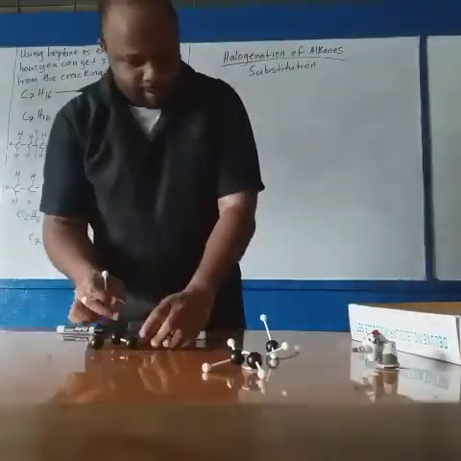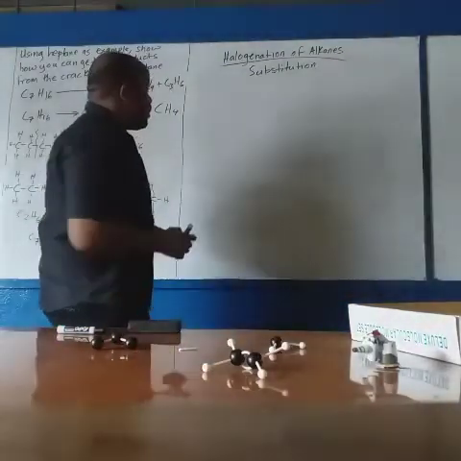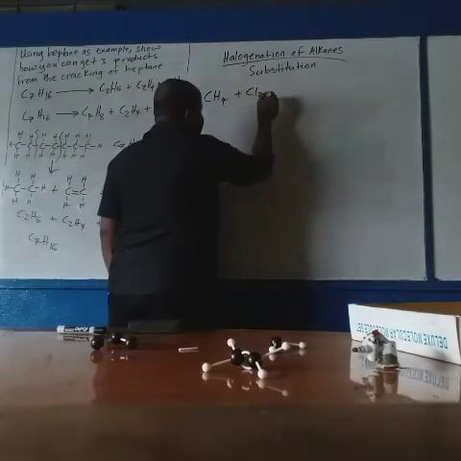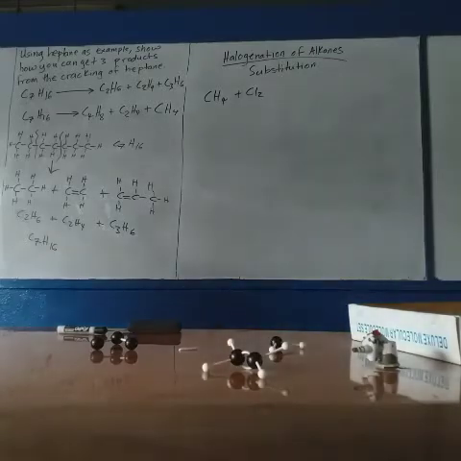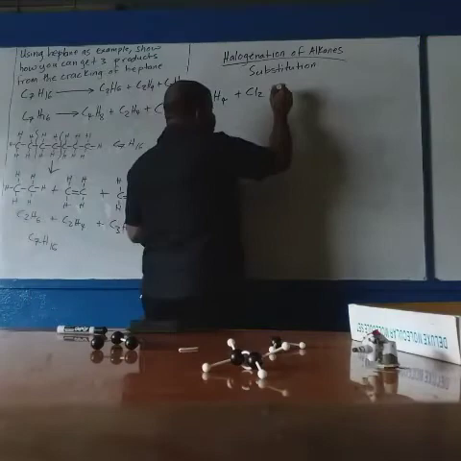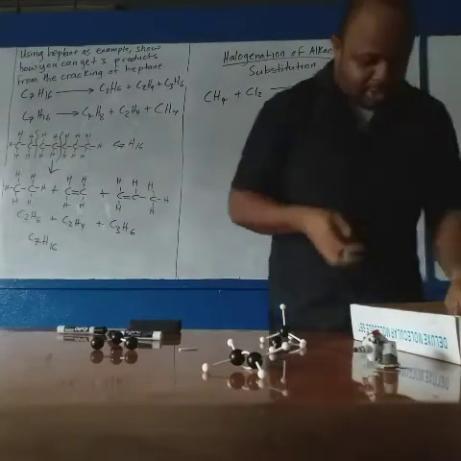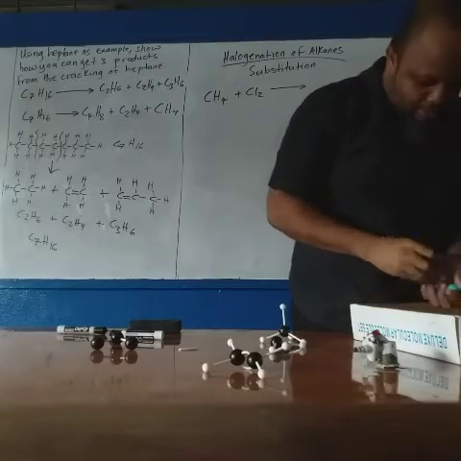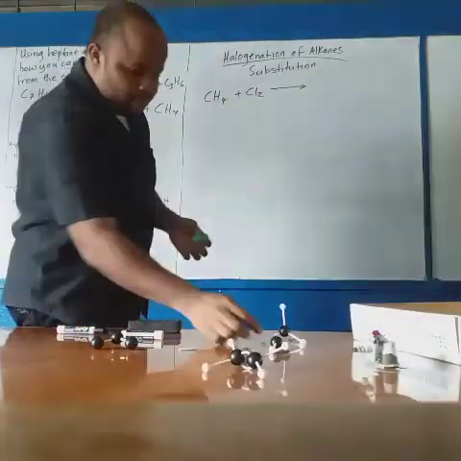Let's look at an alkane. So let's look at methane, CH4. And remember we said carbon always form 4 bonds. And the example we are going to use is the reaction of methane with chlorine. So we have methane with chlorine. Remember, chlorine is a diatomic molecule. So this is chlorine, Cl2, and this is methane.